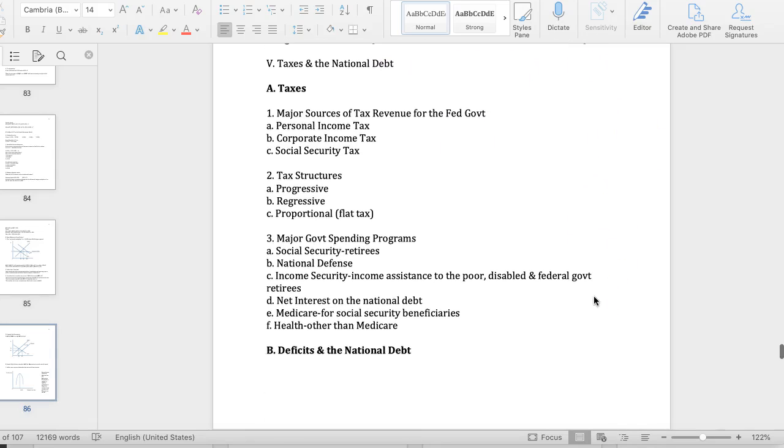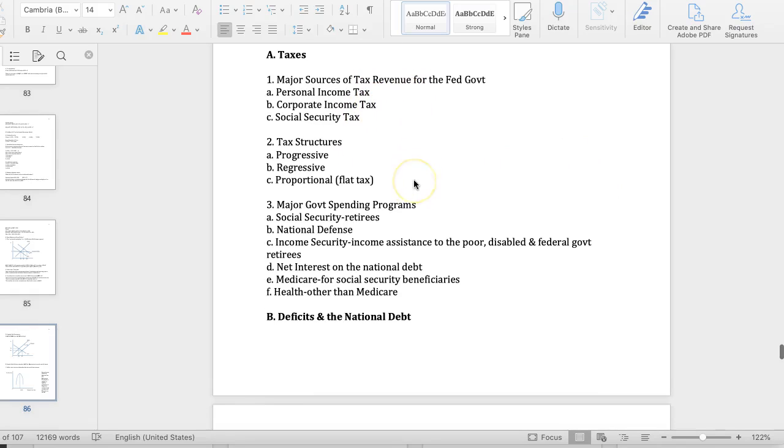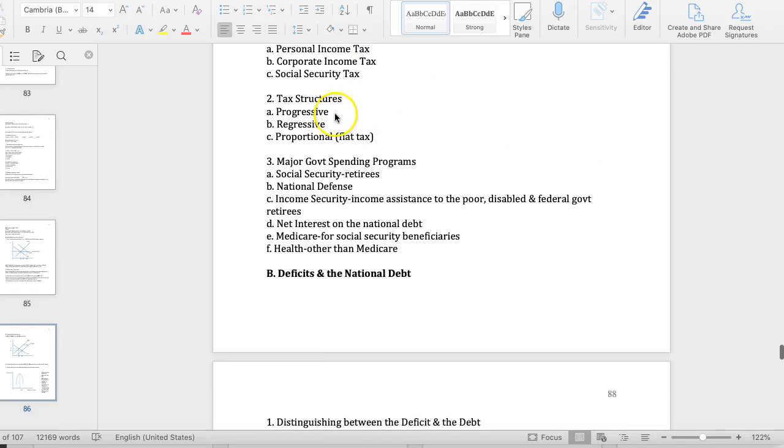So I'm going to just really quickly go over taxes and the national debt. This kind of stuff is sort of nice to know, but not really need to know, but it is interesting. So the major sources of revenue for the federal government: personal income tax, corporate income tax, and Social Security tax. The tax structures: progressive, regressive, or proportional. The United States operates under a progressive tax system, meaning as your income grows, so does your tax burden.